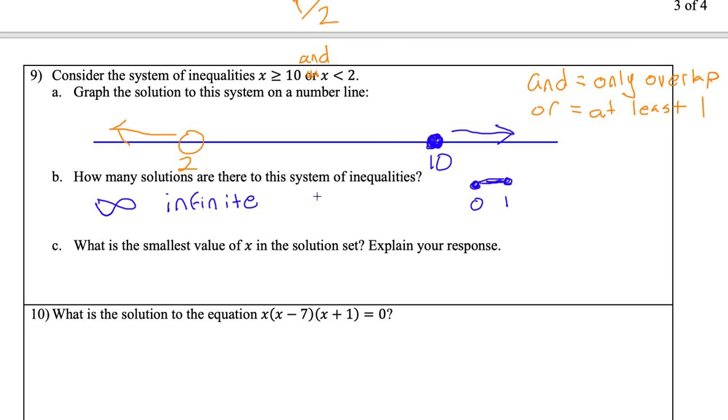What is the smallest value of x in the solution set? Well, this one, the smallest I can go is, I guess, negative infinity. I'm not sure what it's asking there. And explain your response. The solution set goes forever to the right, or forever to the left.